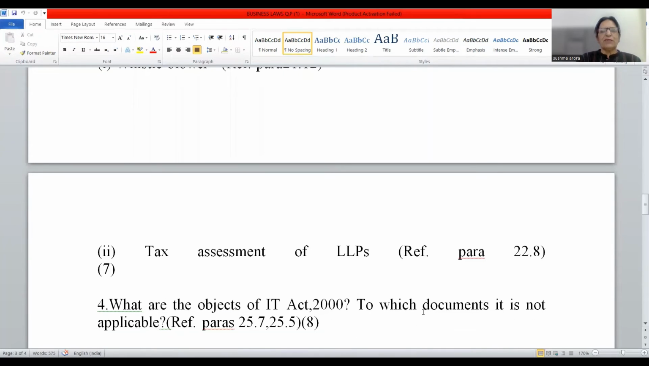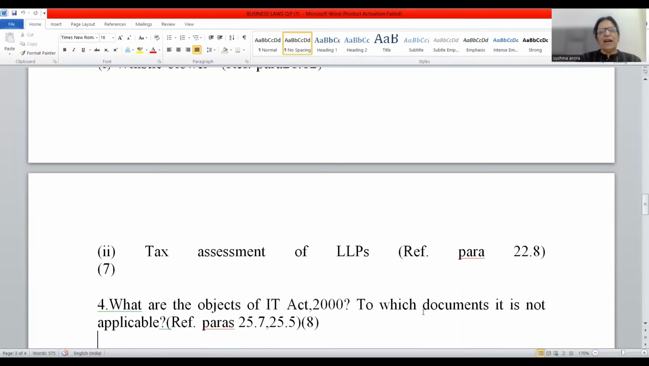Then tax assessment of LLPs. This you will find in chapter number 22, which is regarding the heading financial disclosure of LLP. Tax assessment, taxation treatment of LLP. 16 points are there. Must cover all 16 points. What is the rate of tax? How are the profits and losses of the LLP taxed? Is the tax in the hands of partners or in the hands of LLP? DDT, dividend distribution tax. Like this, there are 16 points. You must cover all these 16 points.